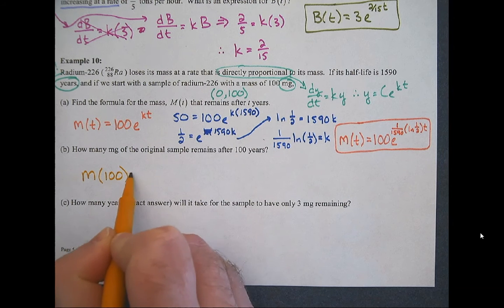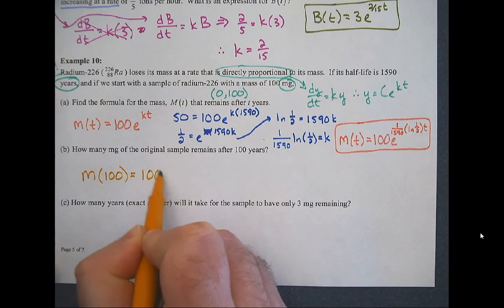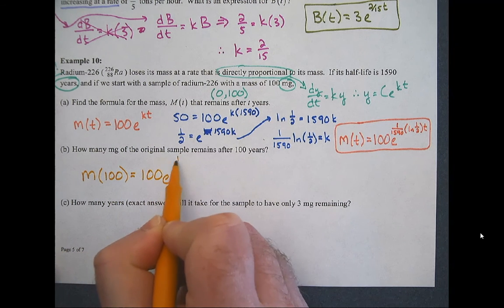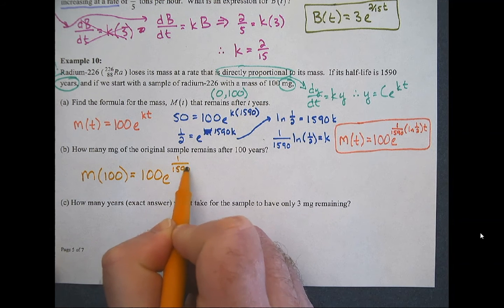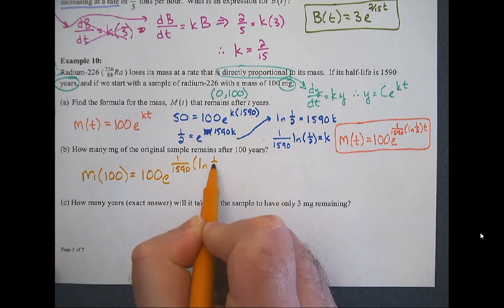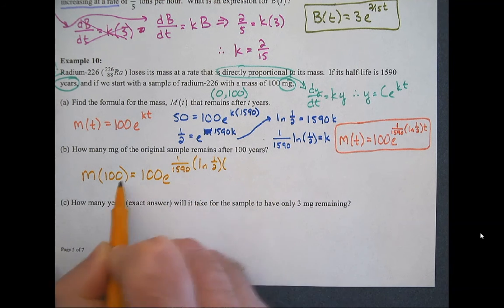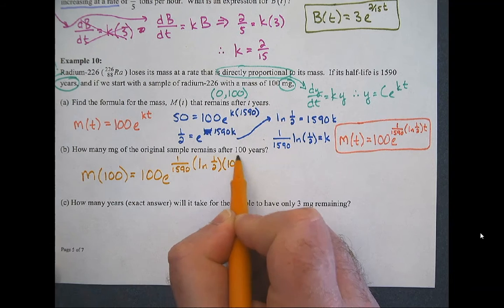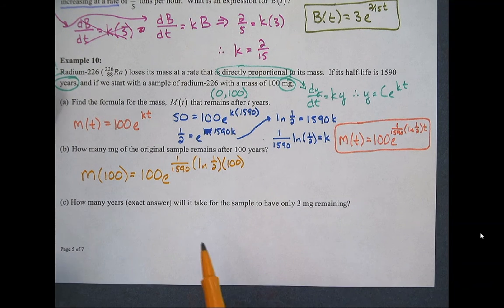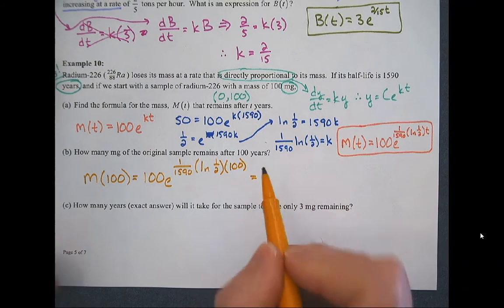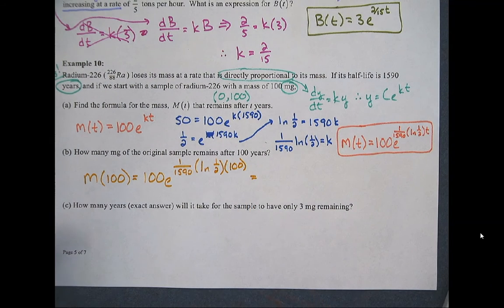m of 100 equals 100 e to the 1 over 1590 times natural log of 1/2 times t, which would be 100 again. Not something I would expect you to do in your head. I would recommend going to your calculator, hitting pause first to see if you can do this without me telling you the answer.